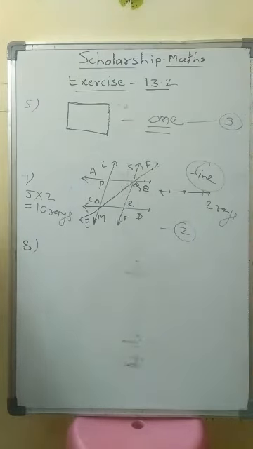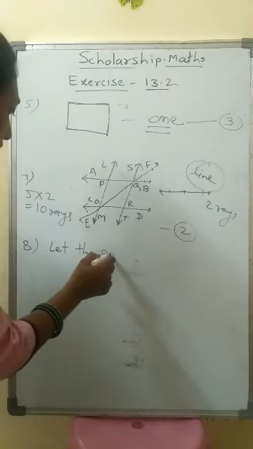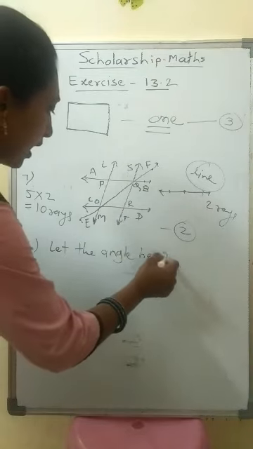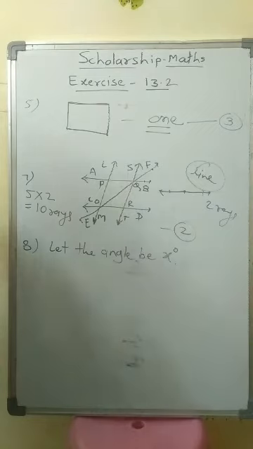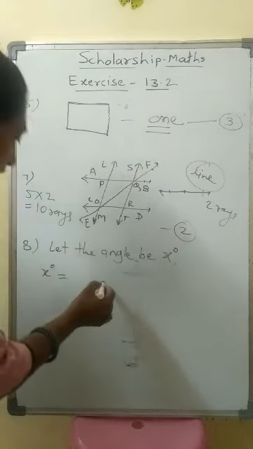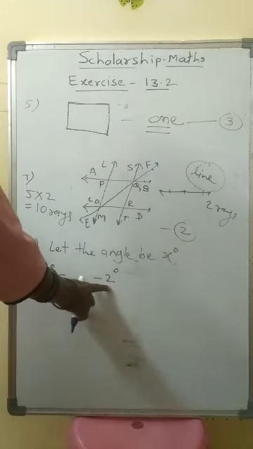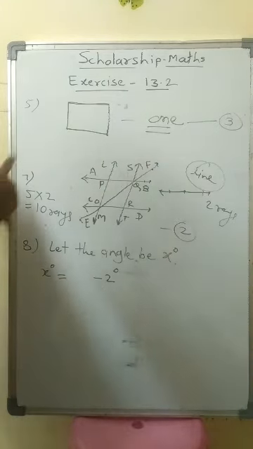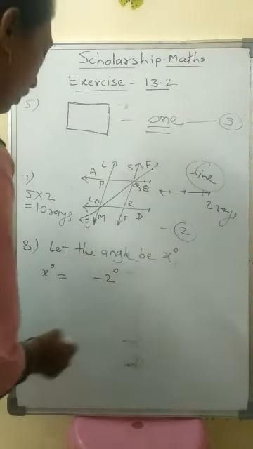And now the eighth example, the 10th example: the measure of an angle is... but the angle is not given, so that's why we consider it here. Let the angle be x degree. So what is the statement? The measure of an angle is equal to 2 degree less than, because it says less than, that's why minus 2 degree, thrice the complementary angle. What will be the complementary angle of x degree?